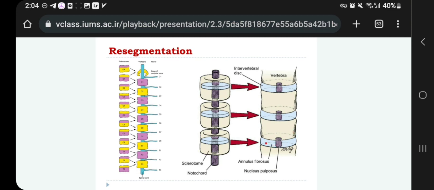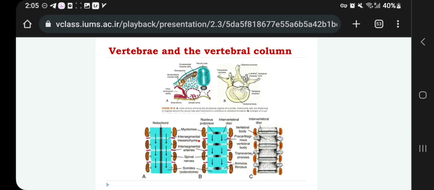The circular part, the lateral part, is the annulus fibrosus, but in the middle, that's like a gel, and that's the nucleus pulposus. So the notochord in an adult makes the interstitial, that's an intervertebral disc. We come back to the before slide.